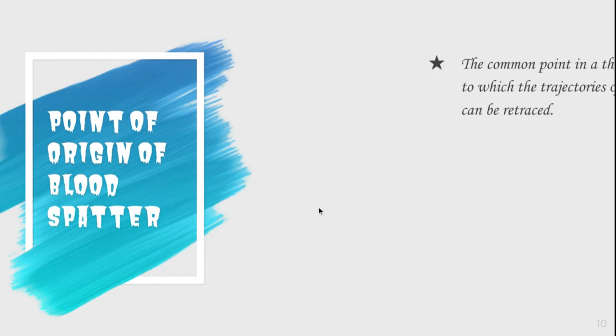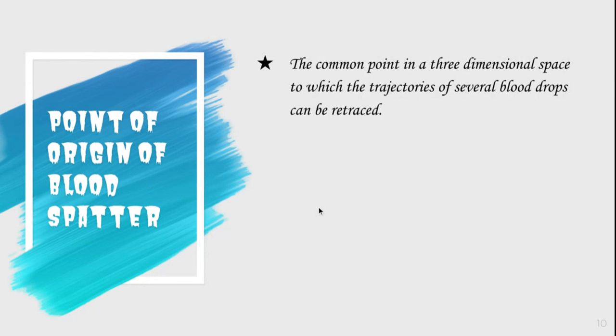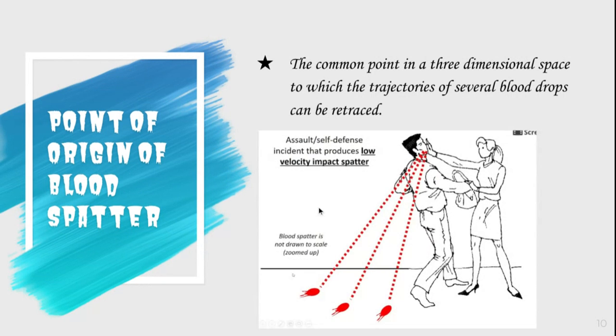Now, the point of origin is the common point in a three-dimensional space to which the trajectories of several blood drops can be retraced. So like in CSI movies where you see the point of origin in the center of a room and they have string attached to it to find the original spot of where the person was when they were attacked.